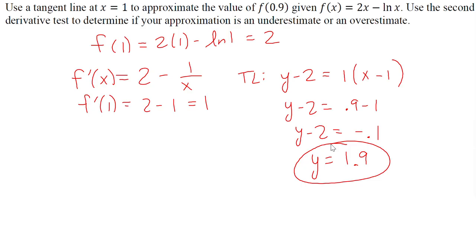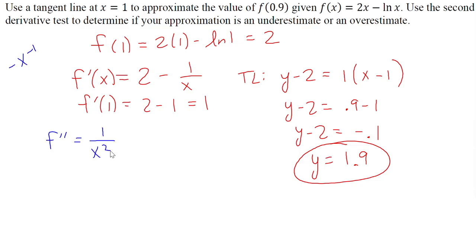And now we're going to need a second derivative to determine if this is concave up or concave down. So our second derivative, we'll find the derivative of the 2. That's just a constant, so it's 0. So really we're just looking for the derivative of negative 1 over x, or negative x to the negative 1, which would be positive 1 over x squared, or positive 1 x to the negative 2.